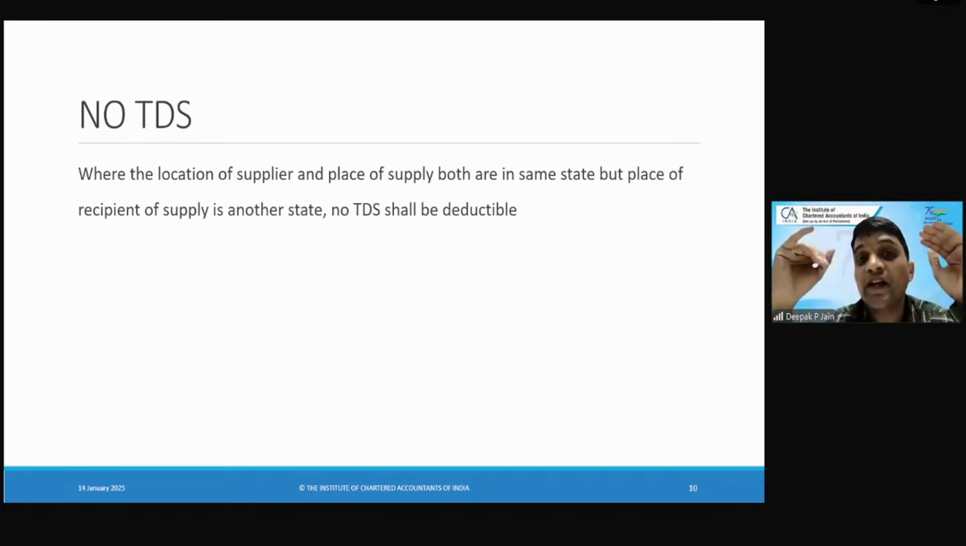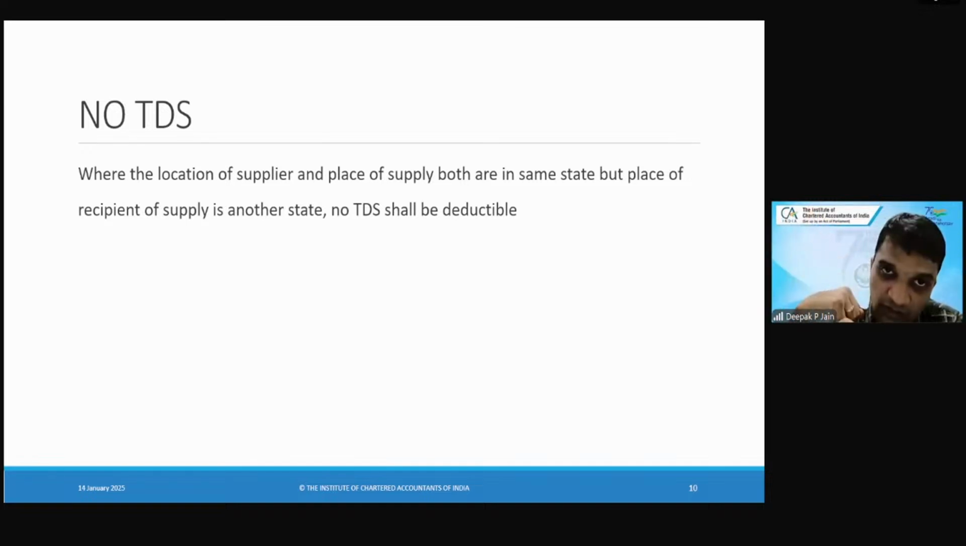So for the purpose of deducting TDS, you have to see all three things. Where is the location of supplier? Where is the place of supply? And the place of the recipient. Where the location of supplier, I will give you an example, but you have to respond back here. If you do not respond, then it will not be helpful.